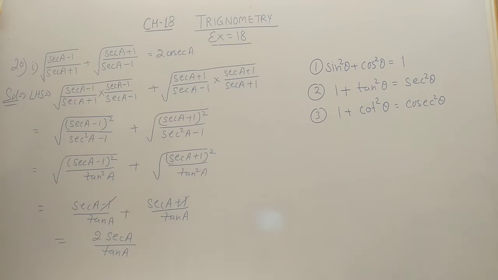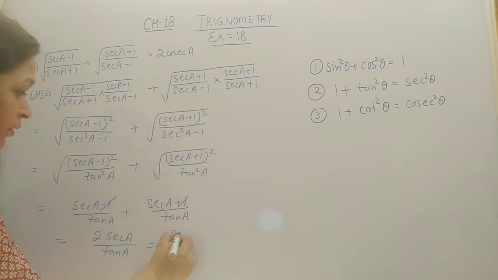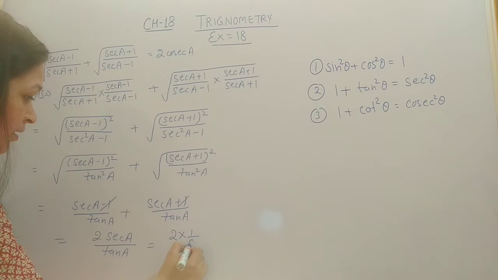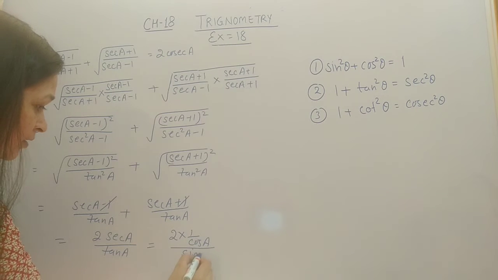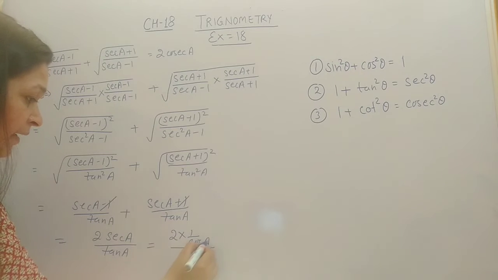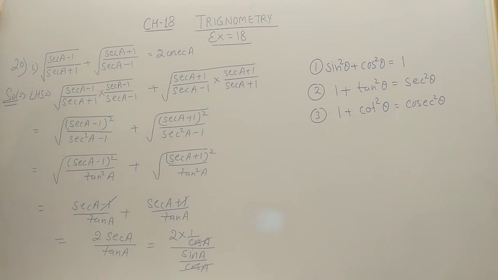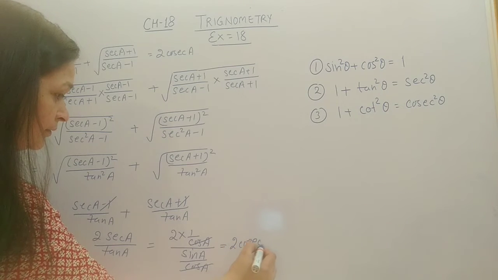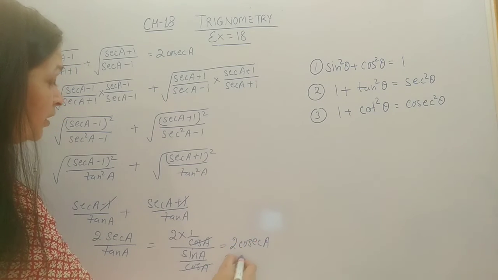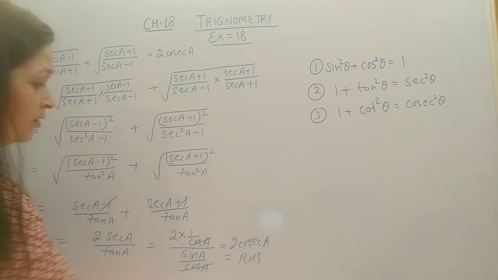Sec A and tan A, if we convert into cos and sin, then it will become 2 into 1 by cos A divided by sin A by cos A. This cos A will cancel out, and 2 by sin A is equal to 2 cosec A. We got the right side, hence it is proved.